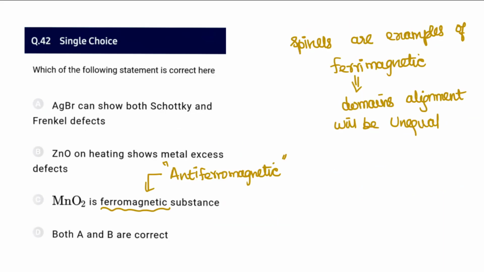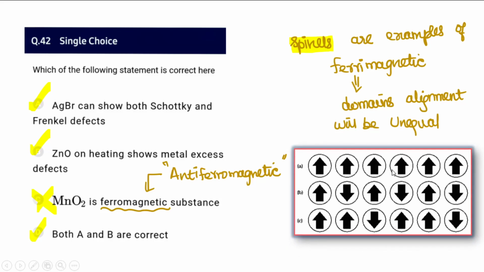42, which of the following statements is correct? Almost all the statements seem correct. Okay, so 42 here says A and B, but C doesn't seem correct, because this is correct, this is correct, so D is also correct, but C is not correct. MnO2 is going to form an antiferromagnetic. Okay, it is antiferromagnetic, and spinels are great examples of ferrimagnetic. Ferrimagnetic in the sense domain alignments will be unequal. As you can see in C, the domain alignments will be unequal.